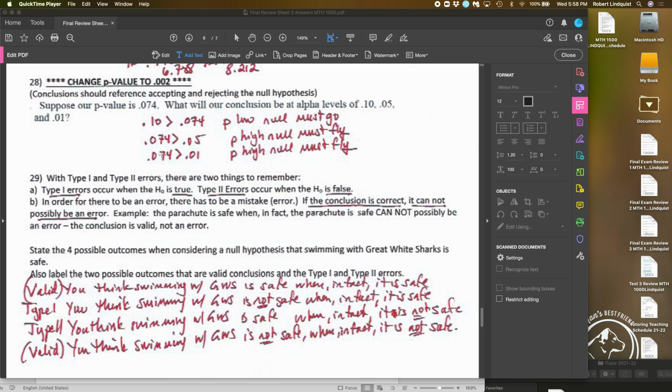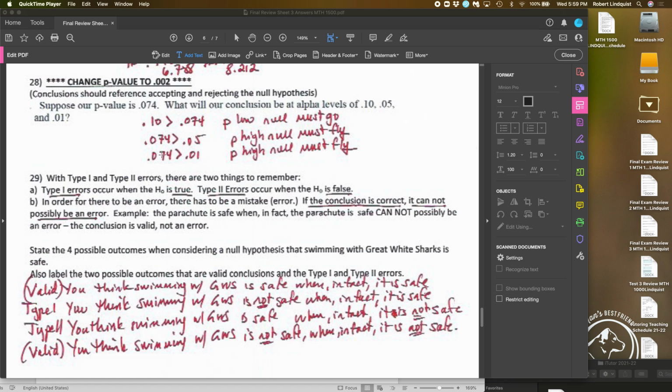The conclusion is valid. So state the 4 possible outcomes when considering a null hypothesis that swimming with great white sharks is safe. And then also the 2 that are valid, and the 2 that are type 1 and type 2 errors. So, first possibility, you think swimming with great white sharks is safe when in fact it is safe. Second possibility, you think swimming with great white sharks is not safe when in fact it is. Type 2, third possibility, you think swimming with great white sharks is safe when in fact it is not safe. And the last one, you think swimming with great white sharks is not safe when in fact it is not safe.